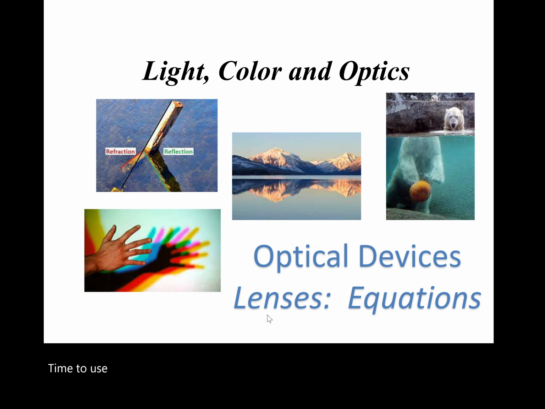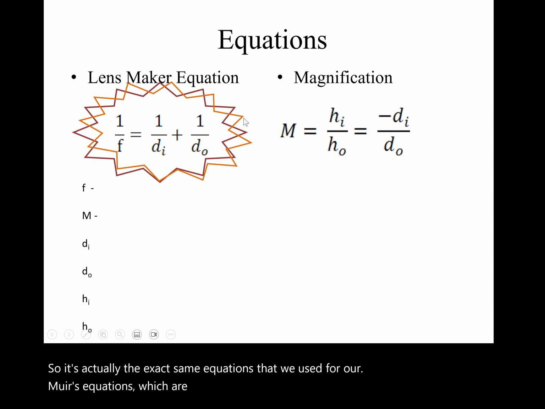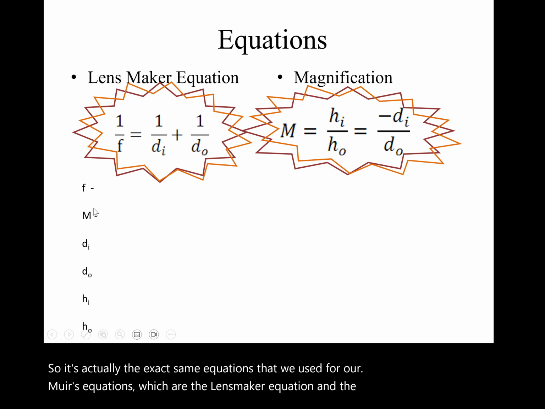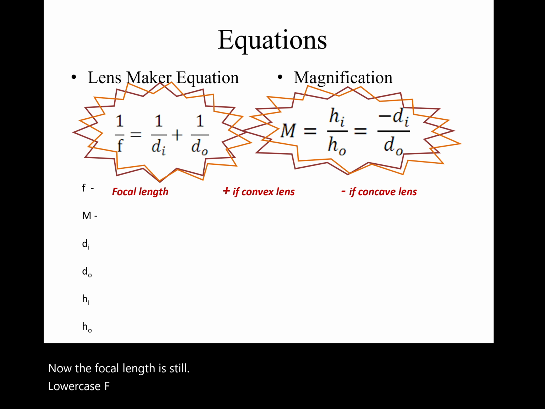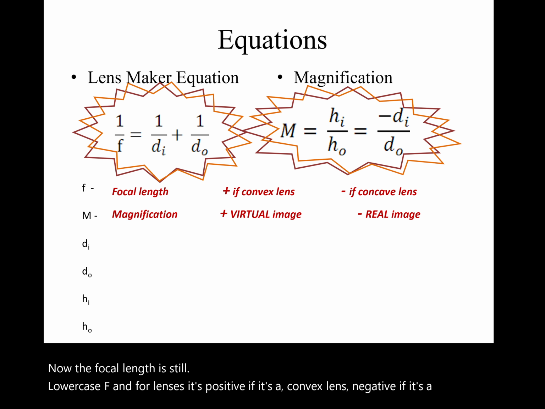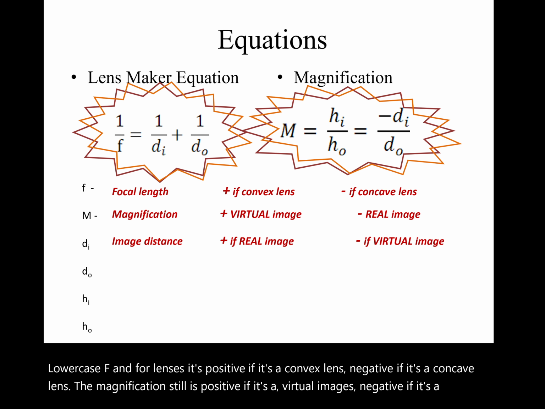Time to use the equations. It's actually the exact same equations that we used for our mirrors: the lens maker equation and the magnification equation. Now, the focal length is still lowercase f, and for lenses, it's positive if it's a convex lens, negative if it's a concave lens. The magnification still is positive if it's a virtual image, negative if it's a real image.